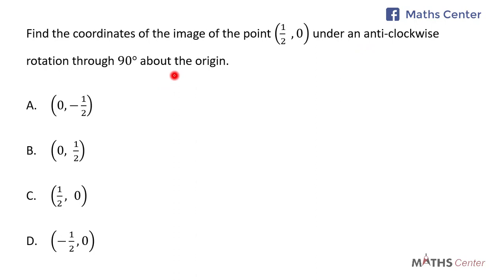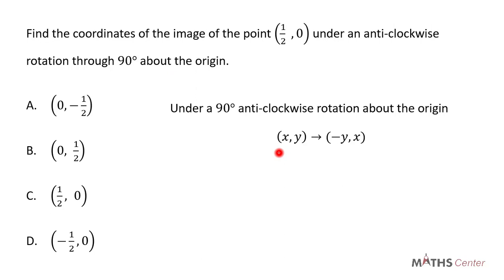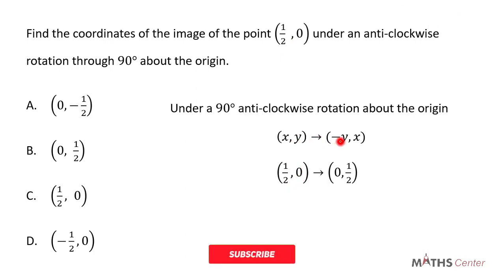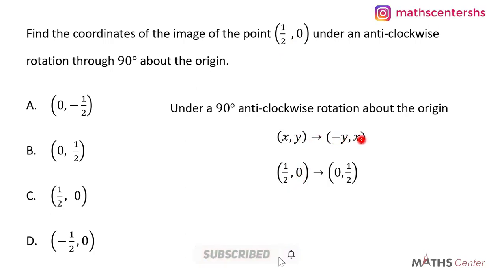The question wants us to find the coordinates of the image. Under a 90 degrees anti-clockwise rotation about the origin, the rule for the transformation is (x, y) maps to (-y, x). So we are going to use this rule to transform the point (1/2, 0). The coordinates of the point are (1/2, 0). The rule says that (x, y) will give us (-y, x).